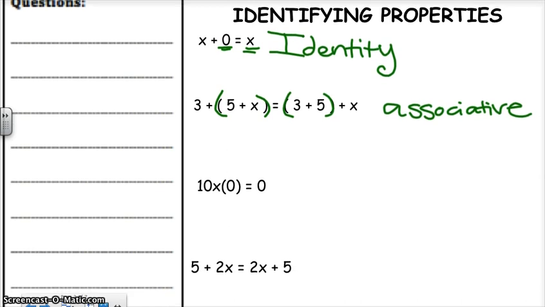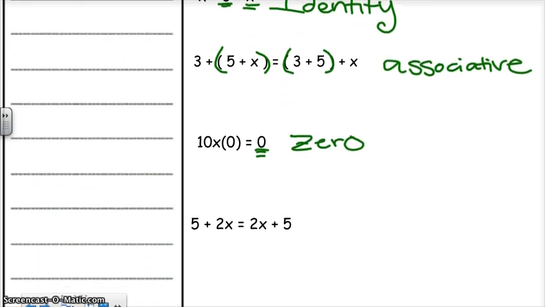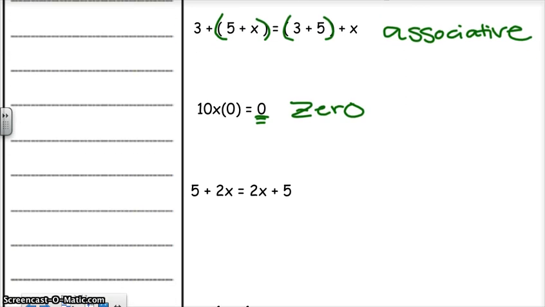10 times x times 0 is 0. I see an answer of 0. That tells me right away it's going to be a 0 property. 5 plus 2x equals 2x plus 5. Comparing them, I just flipped the terms around. That is a commutative thing.